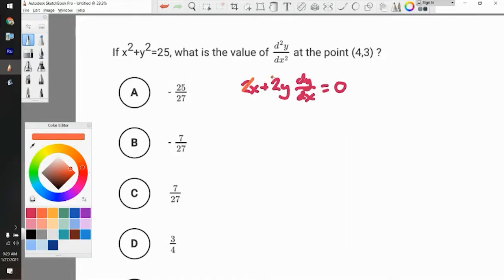Definitely divide both sides by 2 to get rid of those. Subtract the x over, and then divide by y. So you should have the first derivative to be negative x over y.